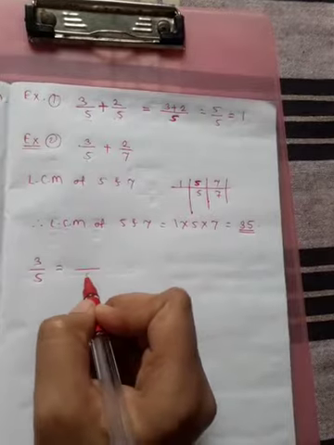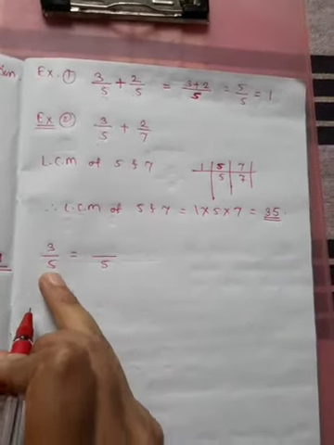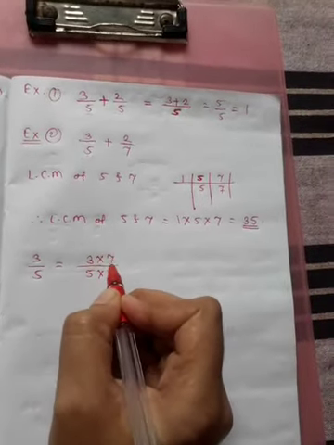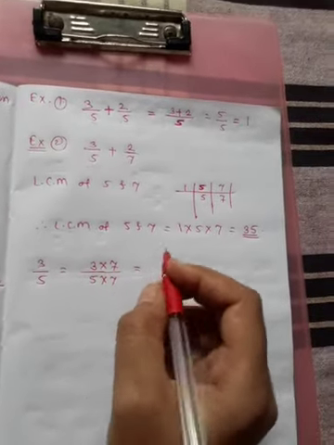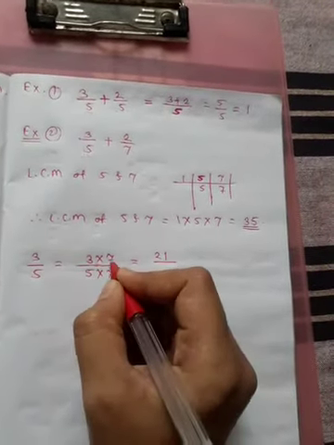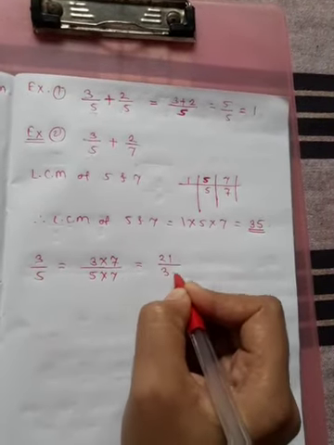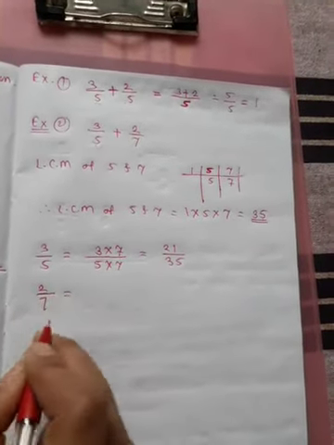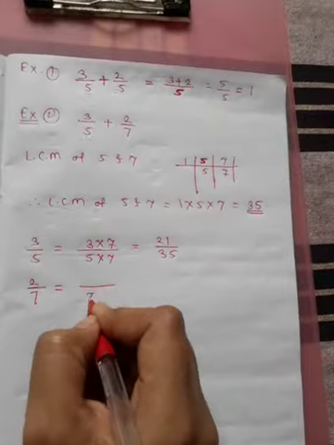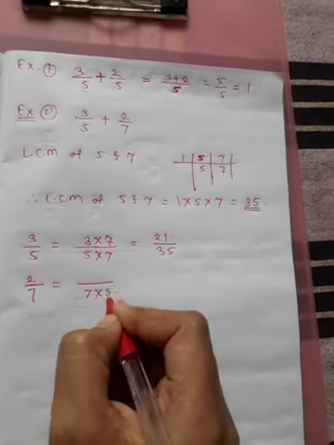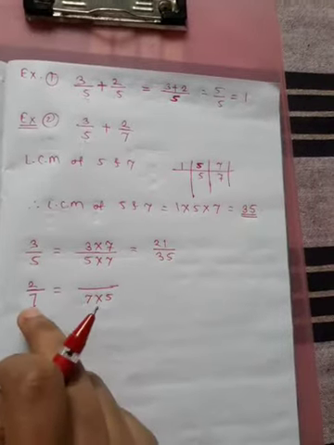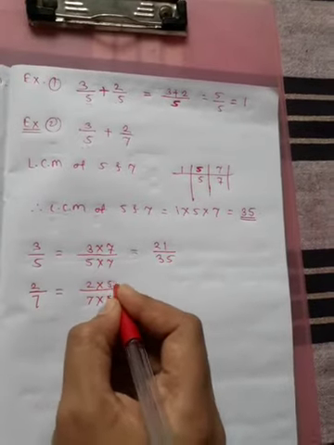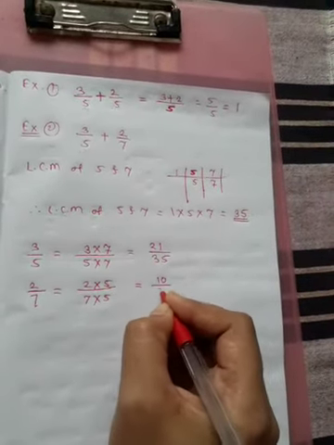Here in 3 by 5 the denominator is 5. To make the denominator 35, we have to multiply 5 by 7. As we multiply the denominator by 7, we must also multiply the numerator by 7. So 3 sevens are 21 and 5 sevens are 35. Again, now 2 by 7. We have to make the denominator 35, so we multiply 7 by 5 to get 35. As we multiply the denominator by 5, we must also multiply the numerator by 5. So we will get 10 by 35.